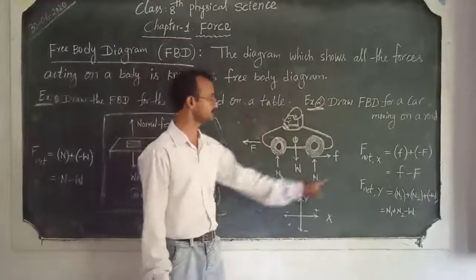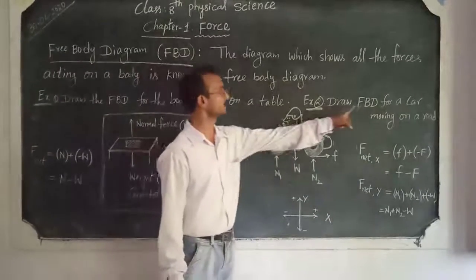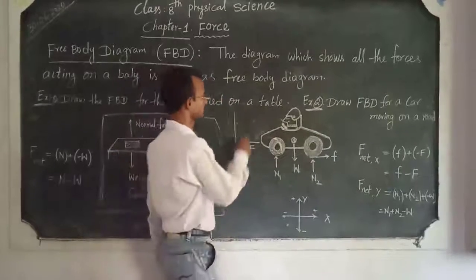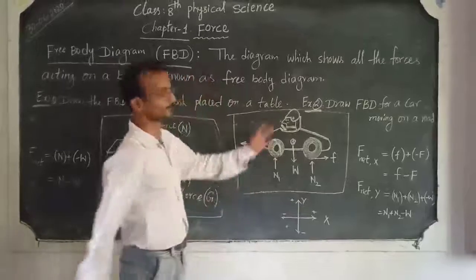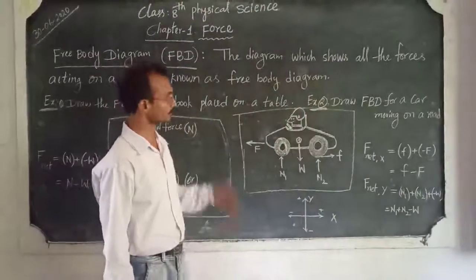So this diagram indicates all the forces acting on the car. That's why this diagram is the free body diagram for the car which is moving on the road. This is what we say, free body diagram for the car which is moving on the straight road. You may be asked to draw the free body diagram, and you have to draw that.